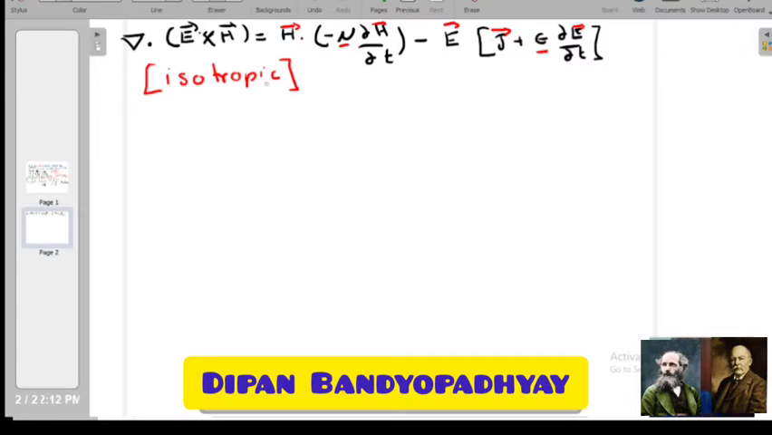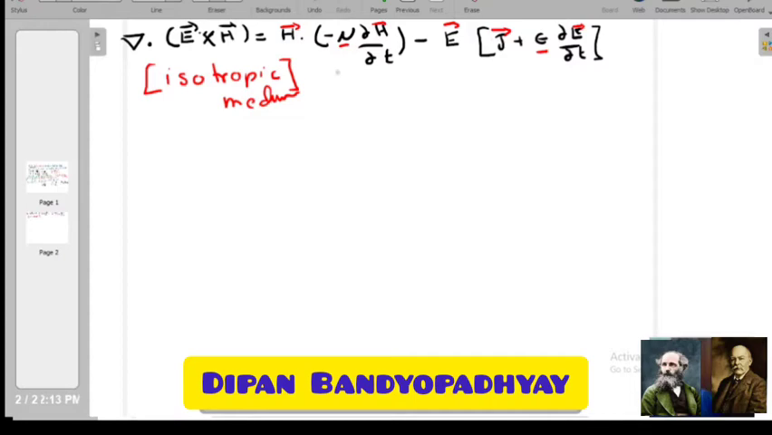Electric properties means your flux density and electric field intensity. So in an isotropic medium, D and E both will be in the same direction. So two things we are considering: one is that the medium should be isotropic, that means D and E are in the same direction, and the permeability and permittivity are constant. And they are basically scalar quantities.